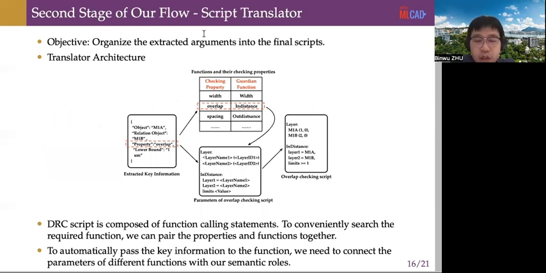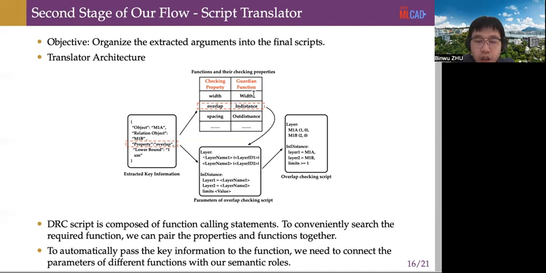Then let's step into the second stage of our flow, the script translator. The script translator in the second stage of our flow is used to translate the extracted key information into the DRC scripts. As we know, DRC script is composed of function calling statements. When given the key information, the functions to be called mainly depend on the checking properties. We can pair the properties and the function together.